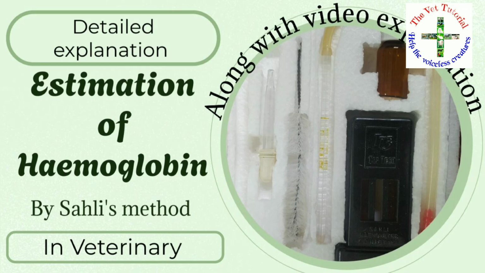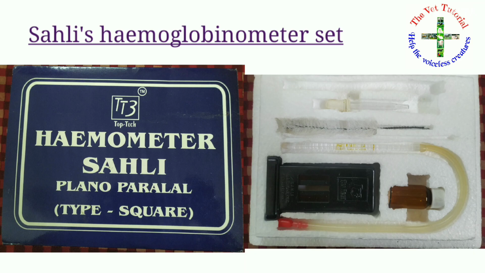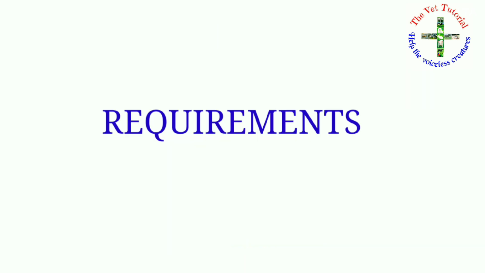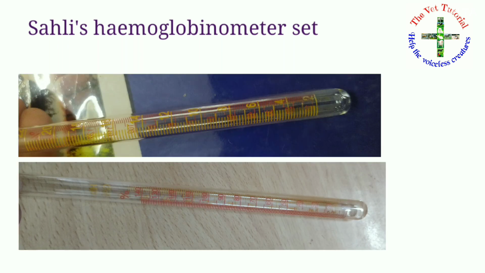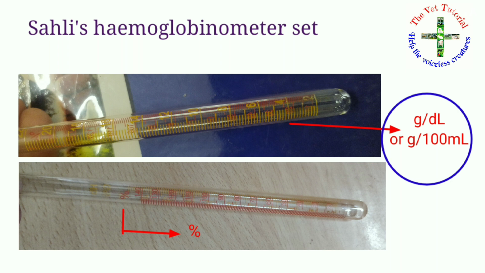In this video, we are going to study the estimation of hemoglobin with the help of Sahli's hemoglobinometer set manually. The requirements for estimation of hemoglobin is Sahli's hemoglobinometer set, which contains first a hemoglobinometer tube, which has two markings. First is in percentage value and second is in gram per 100 ml. Usually the hemoglobin is reported as grams of hemoglobin per 100 ml.